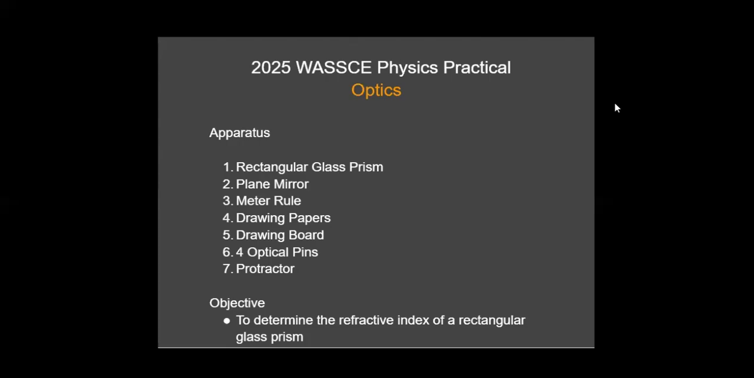So the next question is, what's the objective of this experiment? The objective is to determine the refractive index of a rectangular glass prism. That's the objective. So let me walk you through the way the experiment is meant to proceed, and let me give you other ideas about the experiment. So let's take a look.